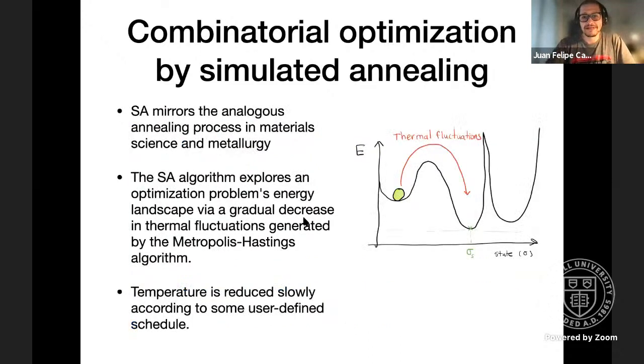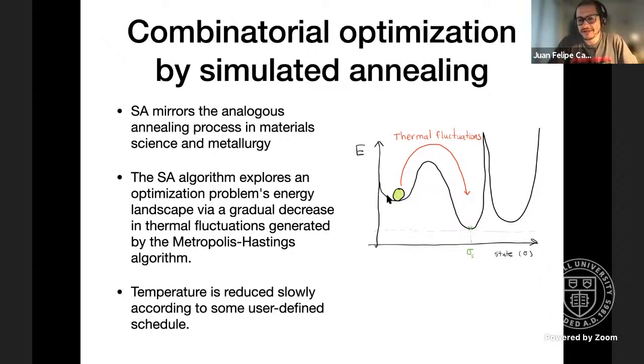And so they define this idea of simulated annealing, which mirrors the analogous annealing process in materials. The idea is you have some energy function that you want to minimize. You want to find this configuration S that minimizes the energy of the system, or your problem, and you do so through simulated thermal fluctuations.